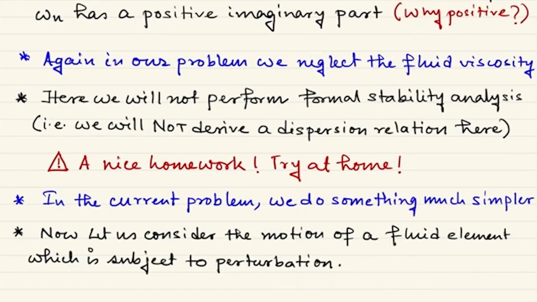Of course, for that let us consider the motion of a fluid element which is subject to perturbation. Now we should not write the Euler equation in terms of the Eulerian fields like that, but rather we have to think in terms of the Lagrangian derivative. So we will not use the Eulerian derivatives on the left hand side, but the Lagrangian derivative.